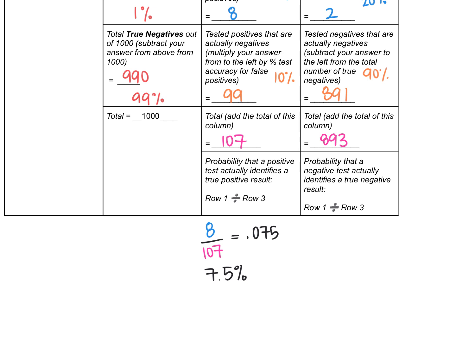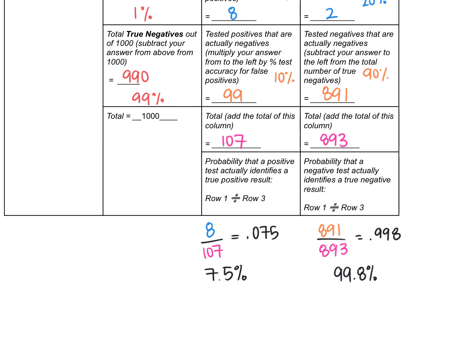And then to get the probability that a negative test result actually identifies a true negative result, we take our number of true negatives, 891, and we divide by the total number of people who tested negative, 893. And we're going to get 0.998, which is 99.8%. So the test is actually really good at identifying people who aren't allergic to cats.